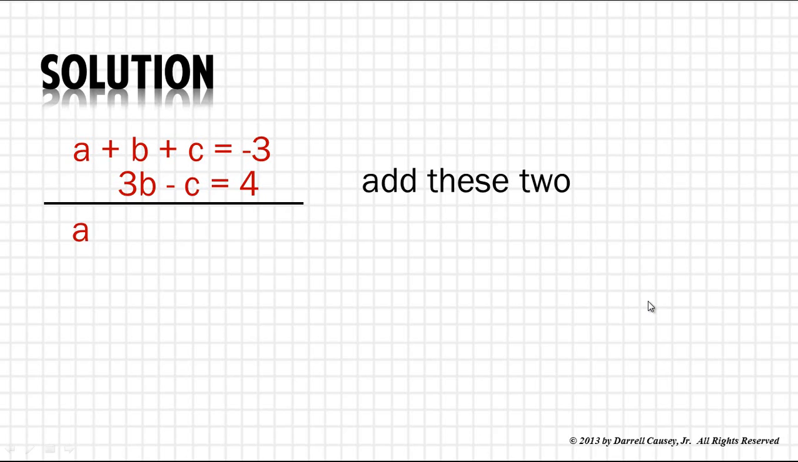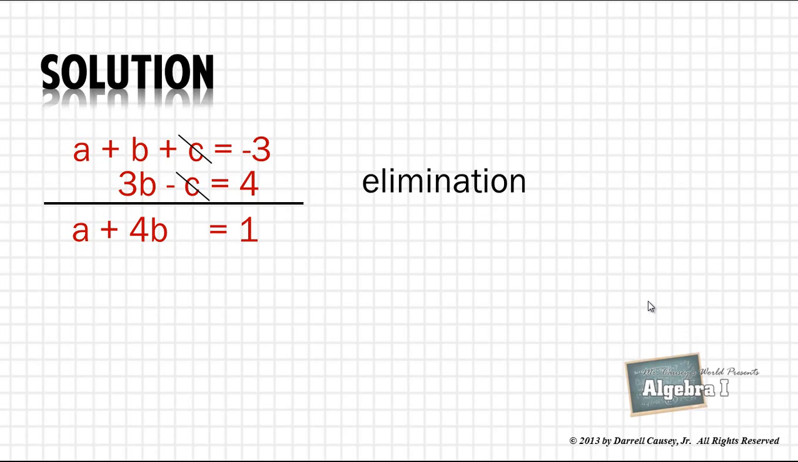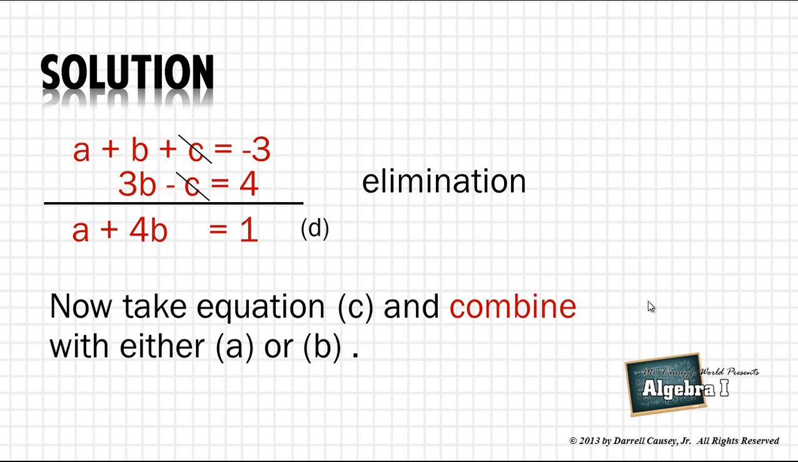So A will come down. B plus 3B is 4B. The C's will cancel out, thus elimination. And negative 3 and 4 is 1. Now take equation C and combine it with either A or B to get a second equation.